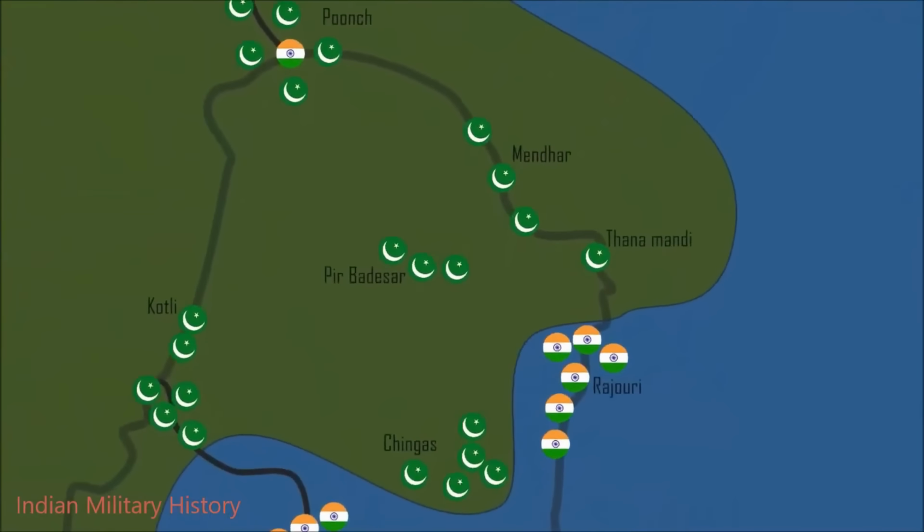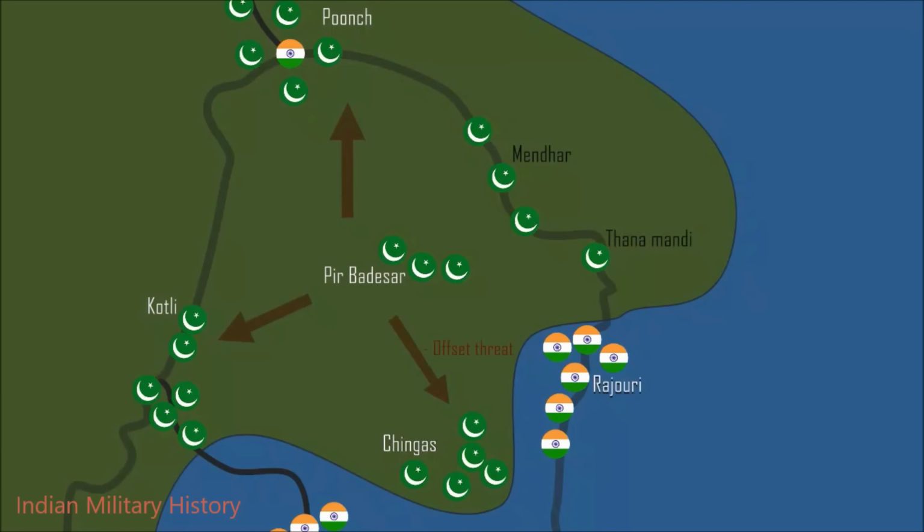This was done by capturing Pir Badesar. Pir Badesar is strategically located in the northeast of Kotli, south of Poonch, and behind the Chingas forests. Capturing Pir Badesar had many advantages for the Indian side. First, offsetting the threat on Rajouri from Chingas.